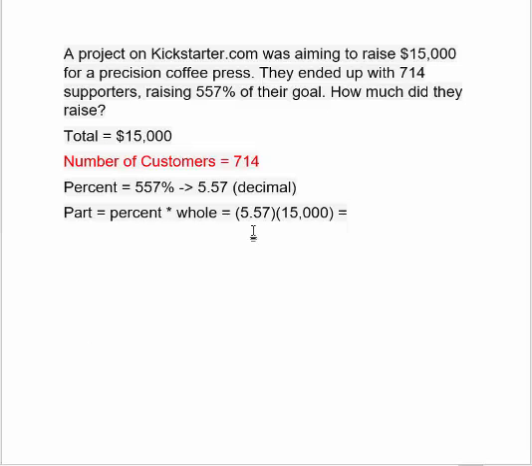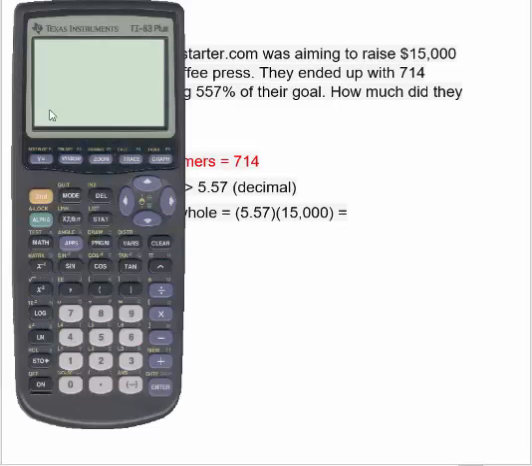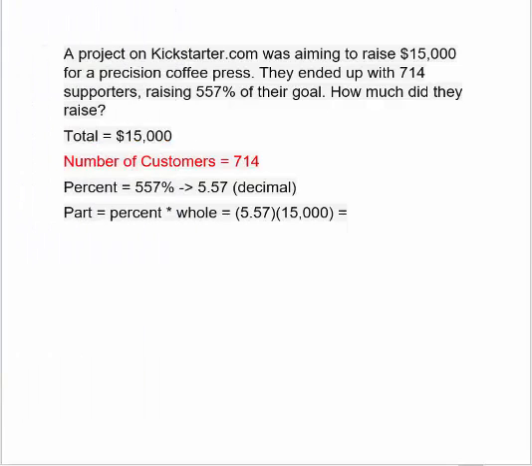So this part here is actually telling us how much total money they've gotten. So you're going to take your percentage, multiply it by the whole amount they were trying to raise. So turn my calculator on, 5.57 times the $15,000 they were looking to raise. And it looks like through this Kickstarter campaign, they were able to raise $83,550, which is a lot, which is pretty good.